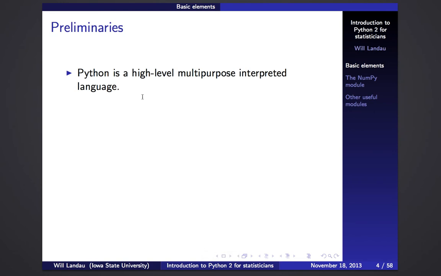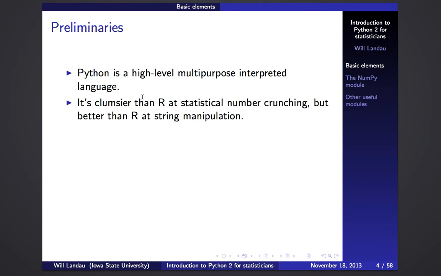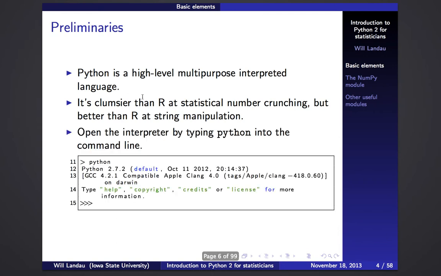Basic elements. Python is a high-level multi-purpose language and it's interpreted so it's not compiled like C. I say here that it's clumsier than R at number crunching. A bit of the syntax is a bit different. You have to do extra work to load data and format it sometimes, and there's less statistical support natively. I think it's better at string manipulation. It's easier syntactically. It doesn't mean that Python is better than or worse than R inherently. It's just a little bit easier to use for some things, harder to use for other things.